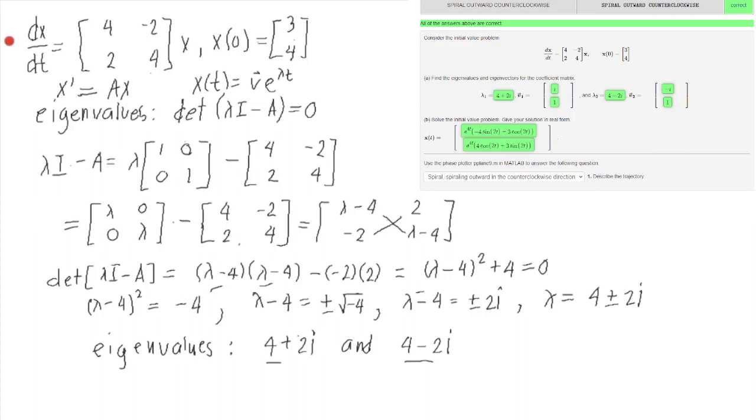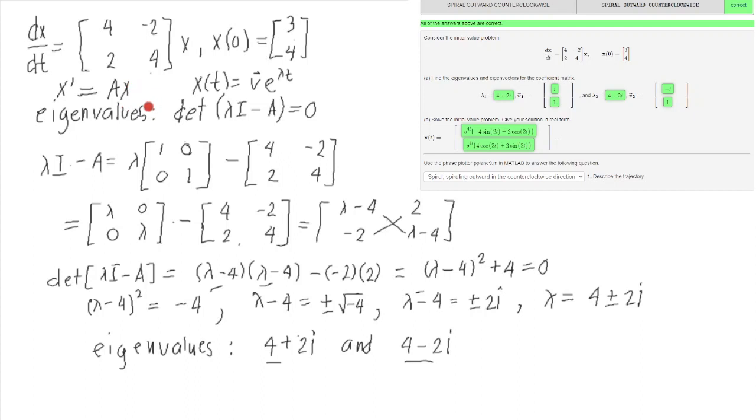Differential equation with the use of eigenvalues and eigenvectors. Now, consider this initial value problem here. dx/dt is equal to a matrix with these elements times x, given our initial condition x(0) is equal to (3, 4). Now, this equation can be rewritten as x' = Ax, where A is the coefficient matrix and x is a vector.